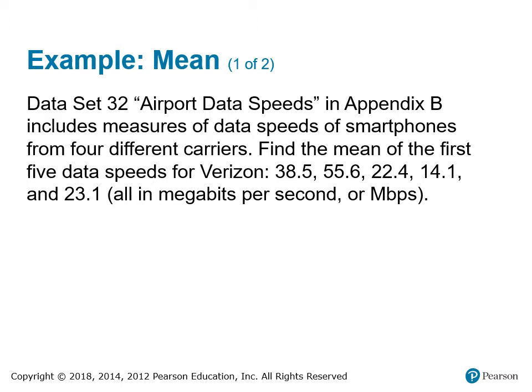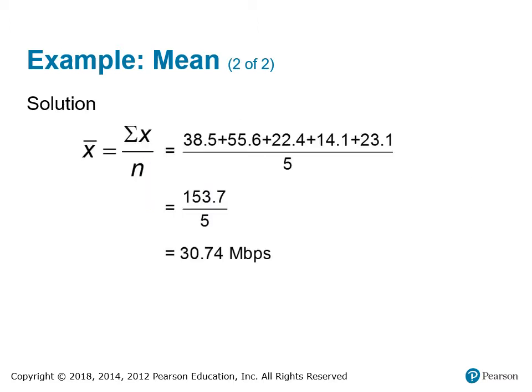It said that for the first 5 data speeds, so they collected 5 data speeds from Verizon, the first 5 data speeds were 38.5, 55.6, 22.4, 14.1, and 23.1. All these are measured in megabits per second. That's your standard unit you use to measure data speed on a smartphone. And the question would be, let's find the mean data speed.